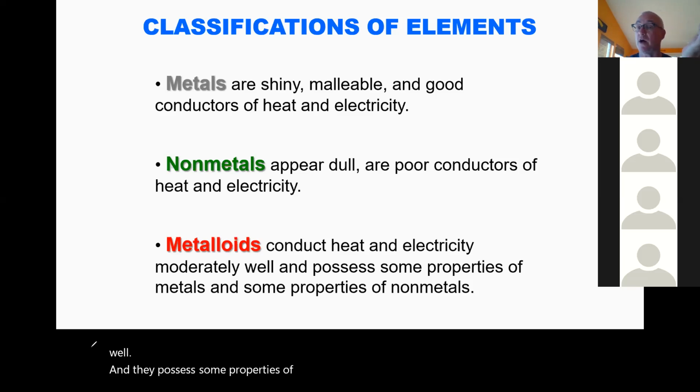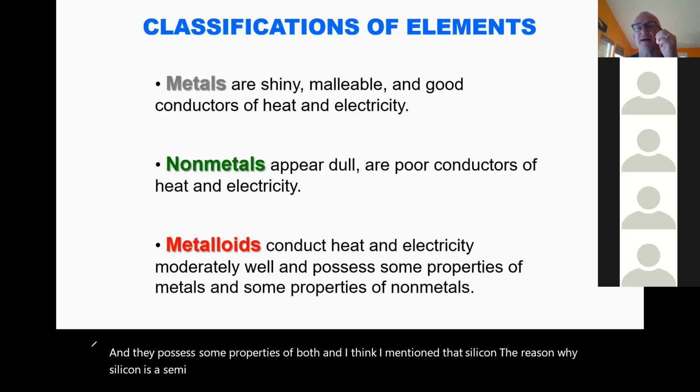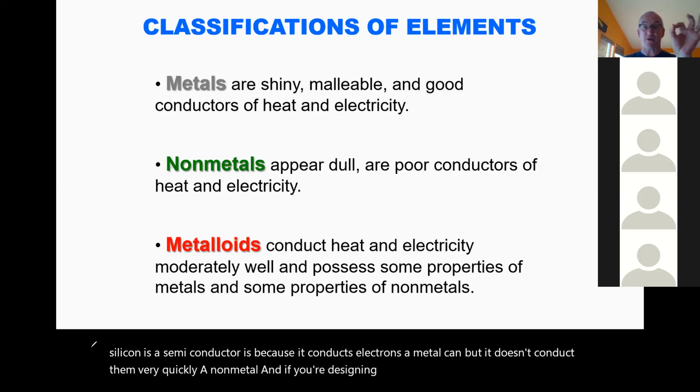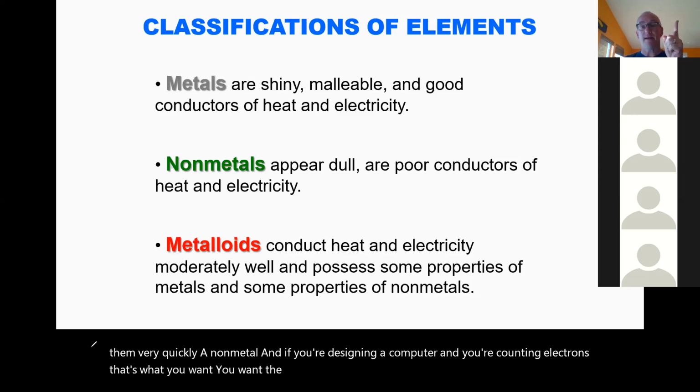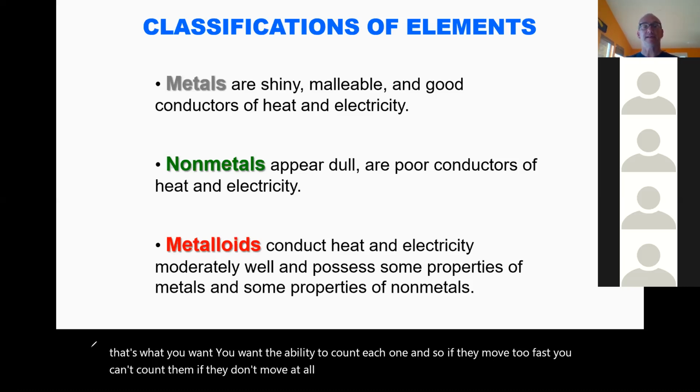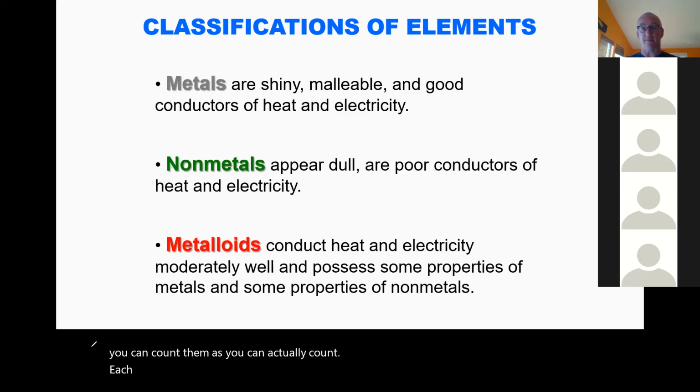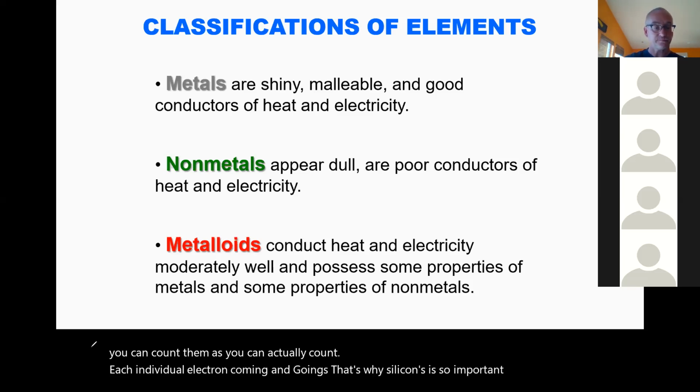And I think I mentioned that the reason silicon is a semiconductor is because it conducts electrons like a metal can, but it doesn't conduct them very quickly like a non-metal. And if you're designing a computer and you're counting electrons, that's what you want. You want the ability to count each one. If they move too fast, you can't count them. If they don't move at all, you can't count them. So with a semiconductor, you can actually count each individual electron coming and going. That's why silicon is so important for the computer industry.